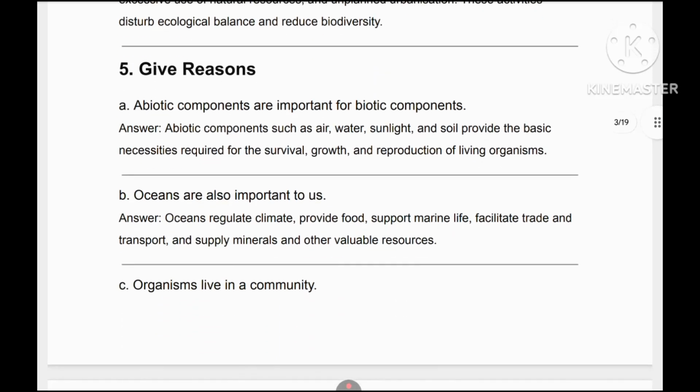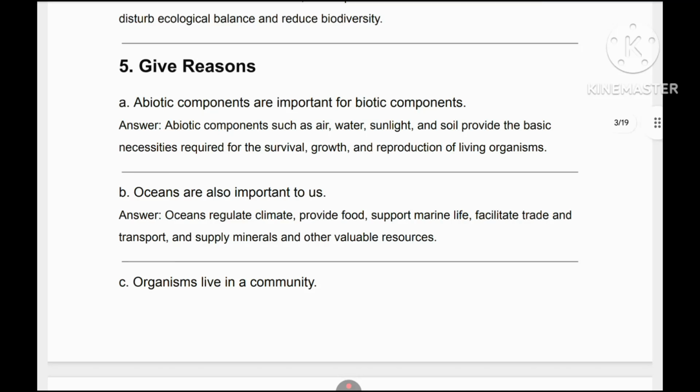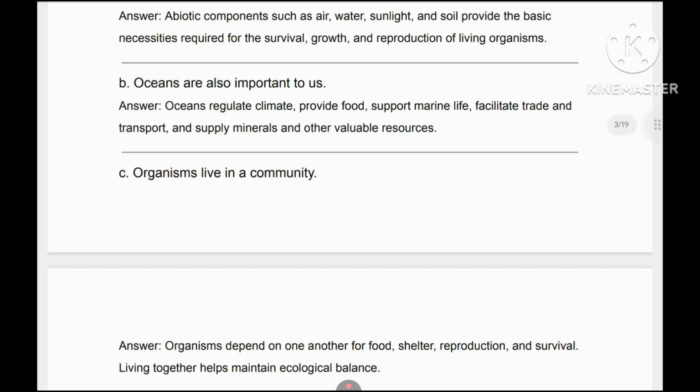Give reasons. Abiotic components are important for biotic components. Abiotic components such as air, water, sunlight, and soil provide the basic necessities required for the survival, growth, and reproduction of living organisms. Oceans are also important to us. Oceans regulate climate, provide food, support marine life, facilitate trade and transport, and supply minerals and other valuable resources.